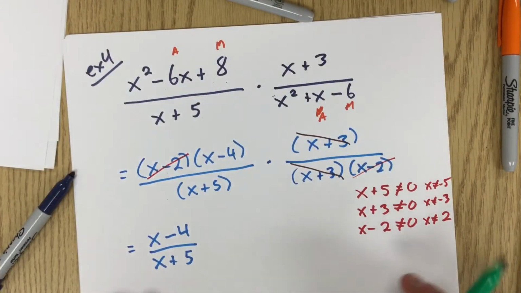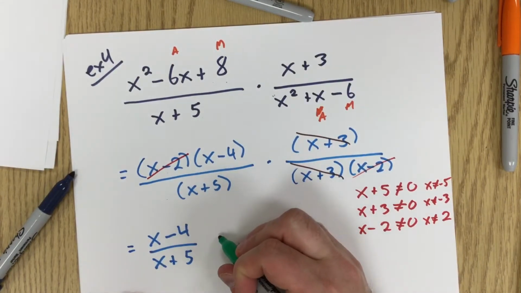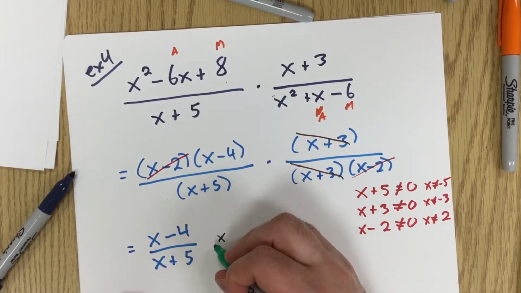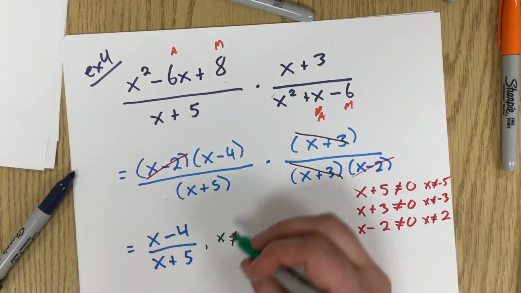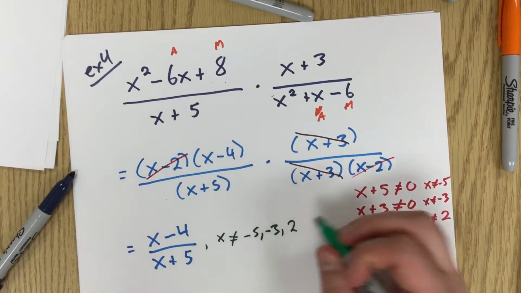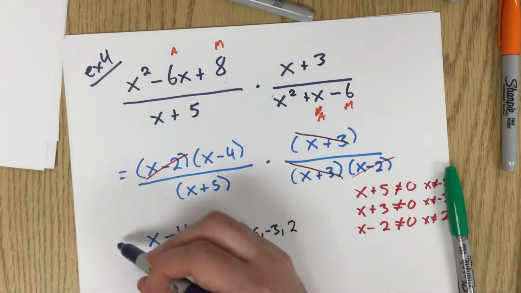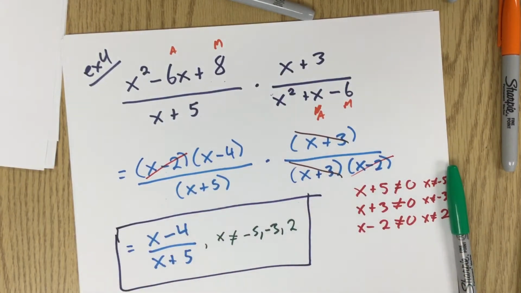So what we have is, we know this simplifies into this, but the restrictions are x cannot be negative 5, negative 3, or positive 2. And again, this entire thing is the answer.